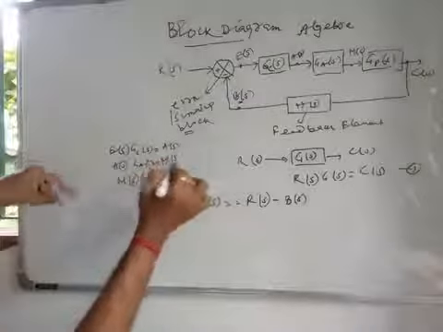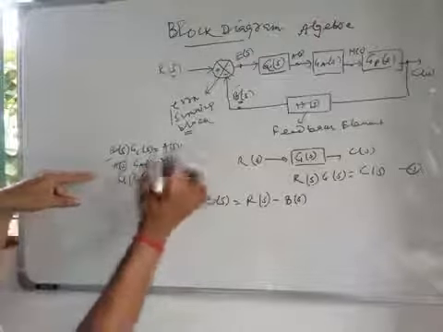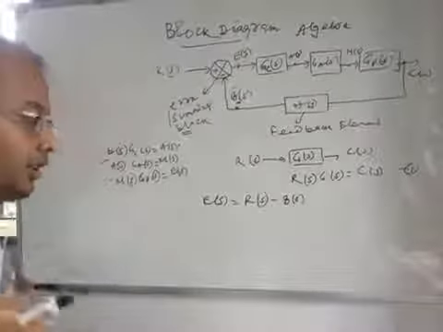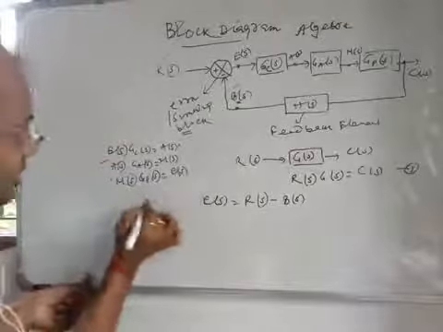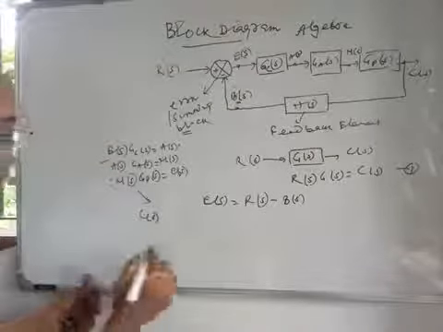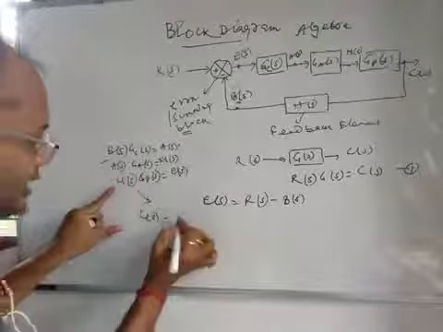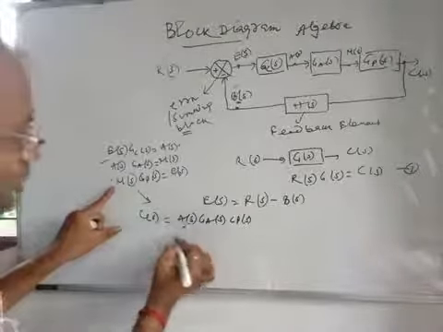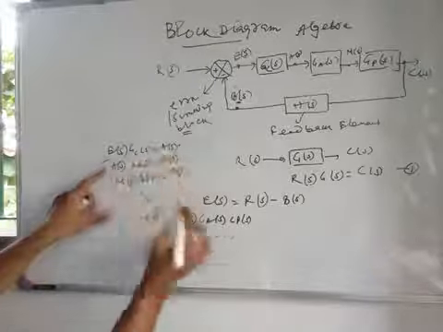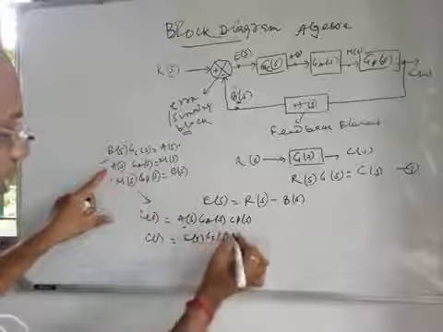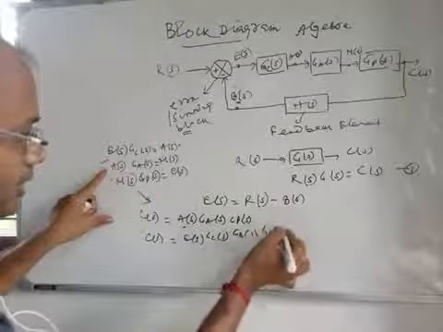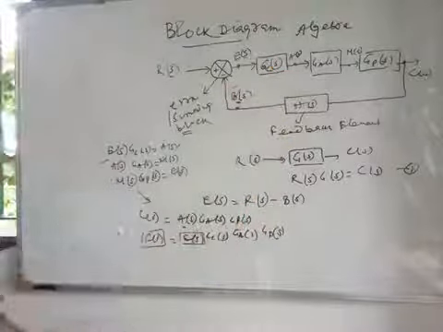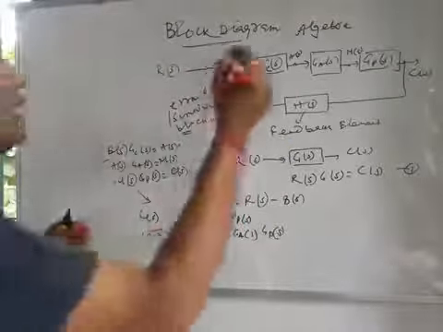If you put the value of A(S) and the value of M(S), you will get the relation between C(S) and E(S). C(S) equals M(S), and M(S) means A(S) into GA(S), so A(S) into GA(S) into GP(S). Now put the value of A(S) here. So C(S) becomes E(S) into GC(S) into GA(S) into GP(S). So what do you get? This E(S) versus C(S), and these three blocks are in cascade.